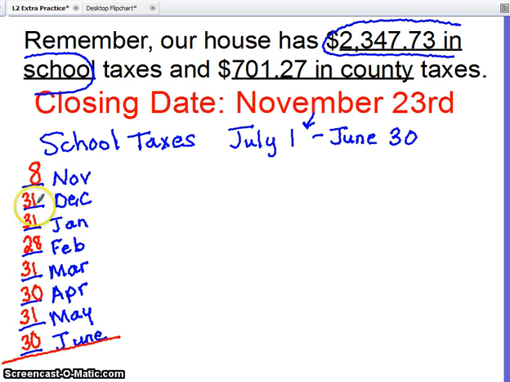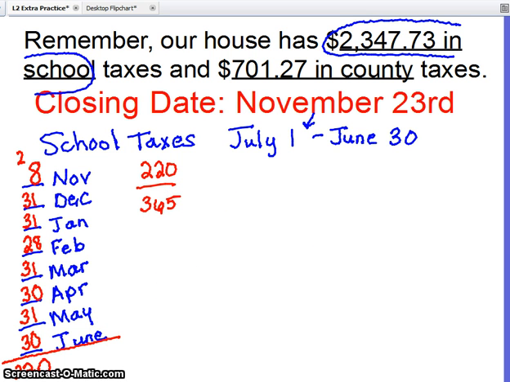So we have 8, 9, 10, plus 8 more makes 18, 19, 20. Write down a 0, carry the 2. 2 and 3 make 5, plus 3 more is 8, plus 2 more is 10, plus 3 more is 13, 16, 19, 22. Yep, 22. So we're owning the house 220 out of 365 days.